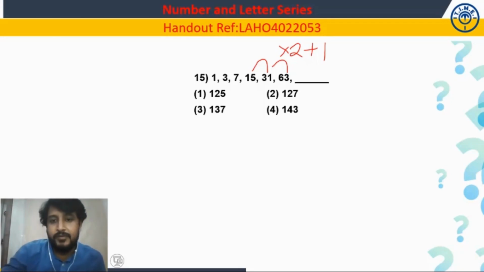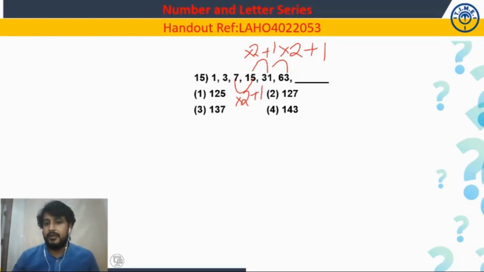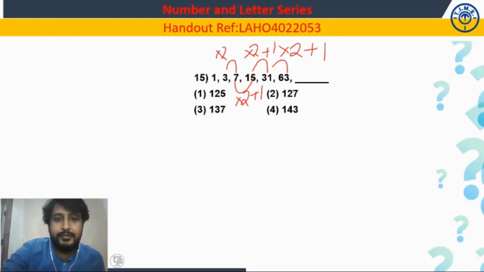15, 31. The maximum it goes is how many times? 2 times. 15 times 2 is 30. But the given number is 31. So how much more is it than that? By 1. Into 2 plus 1. It is fine. Absolutely matching. 7 and 15, again we can write in the form of into 2 plus 1. 7 times 2 is 14 plus 1, 15. 3 and 7, again 3 times 2 is 6 plus 1, 7. Perfectly matching. 1 and 3: 1 into 2 is 2 plus 1, 3, perfectly matching.